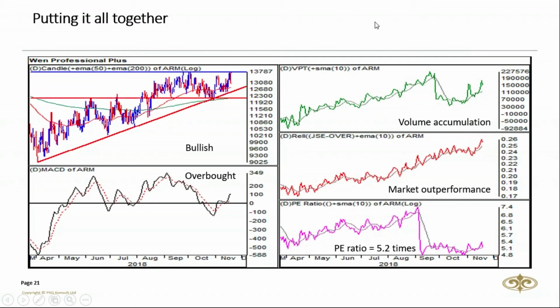We still have up days, and the volume price trend still confirms price action by volume accumulation. It might have pulled back a bit, but the long-term trend is still upwards. Relative strength, relative to the JSE All Share, is a very strong graph. It shows me the market is outperforming. And from a fundamental point of view, you're looking at a PE ratio of 5.2 times. So this is a stock that you want to put onto your watch list. But you can see how you put this all together, and what I meant by the previous slide, those 10 things you want to combine together.